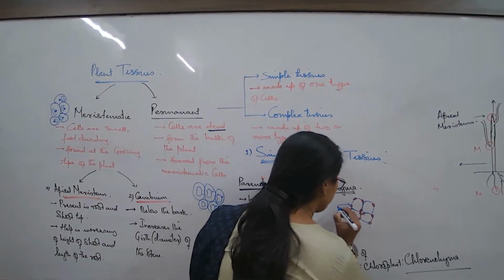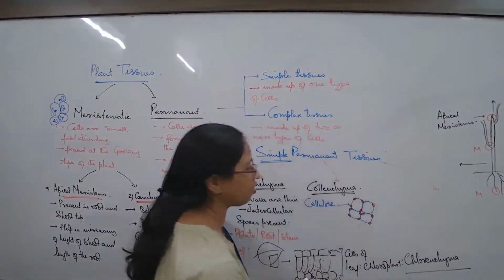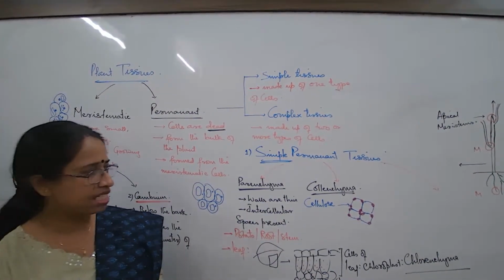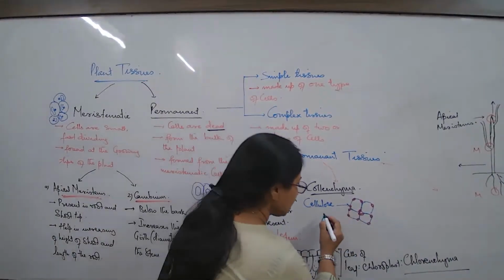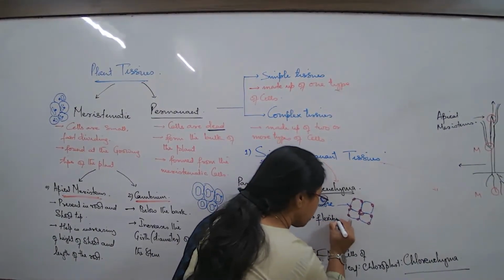And why are the corners of the cells thick? Because there is an extra deposition of cellulose. But what is the benefit? The benefit is this provides flexibility to the plant parts wherever they are present.